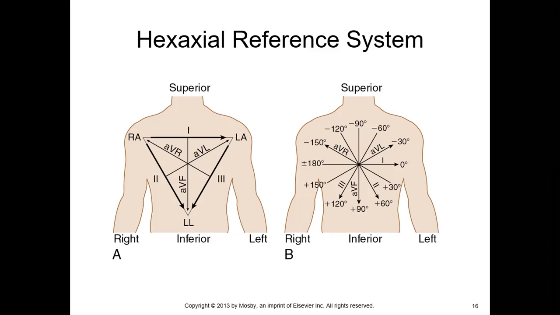If the electrical force moves towards a positive electrode, a positive upright deflection will be recorded. If the electrical force moves away from the positive electrode, a negative downward deflection will be recorded. If the electrical force is parallel to the given lead, the largest deflection in that lead will be recorded. If the electrical force is perpendicular to the lead axis, the resulting ECG complex will be isoelectric or equiphasic in the lead.